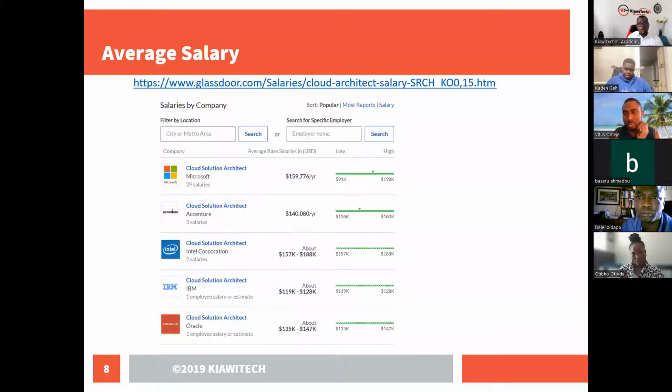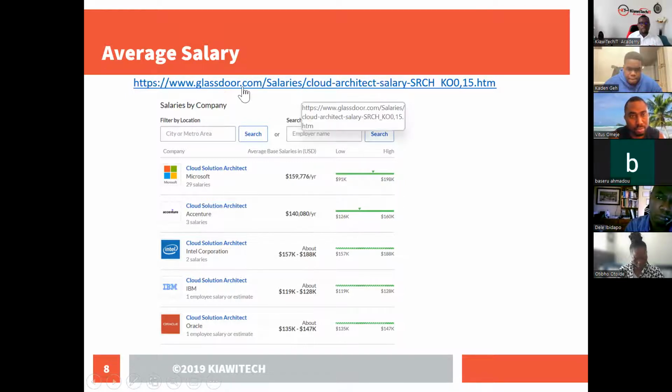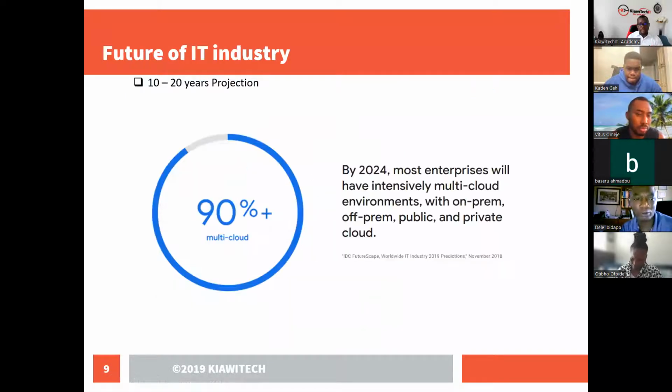Now, more sources will also place you roughly at 135 to 169 for different sources. Glassdoor, which is a very good company that you can use to search and compare salaries, you can use this to see how much a cloud computing engineer or architect will make.